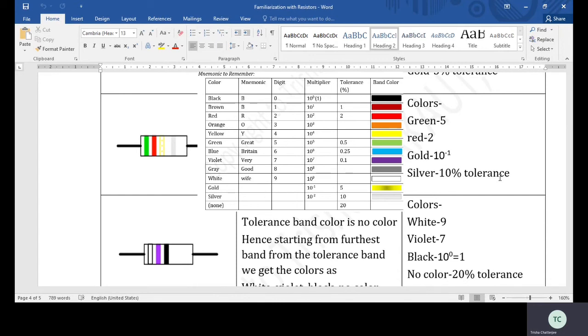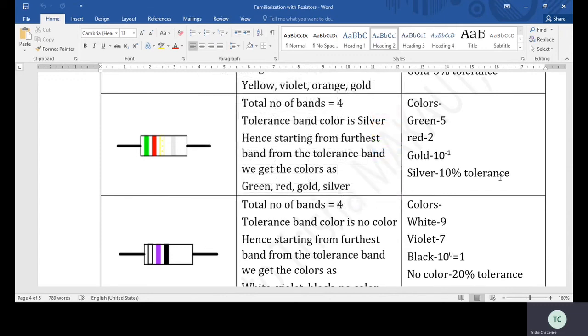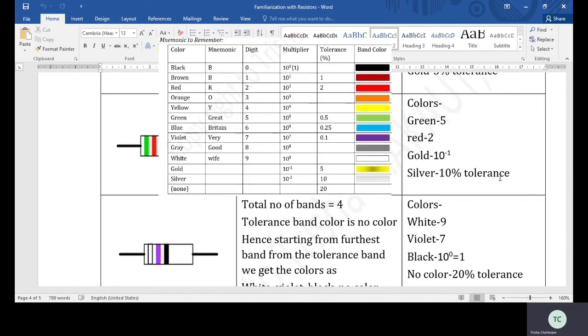If there is no color, just as in our third observation, we can see there is no color, right? So that no color has a tolerance value of 20%. Okay, so we can also memorize that: gold has a tolerance value of 5%, silver has a tolerance value of 10%, and if no color is visible, then that has a tolerance value of 20%.